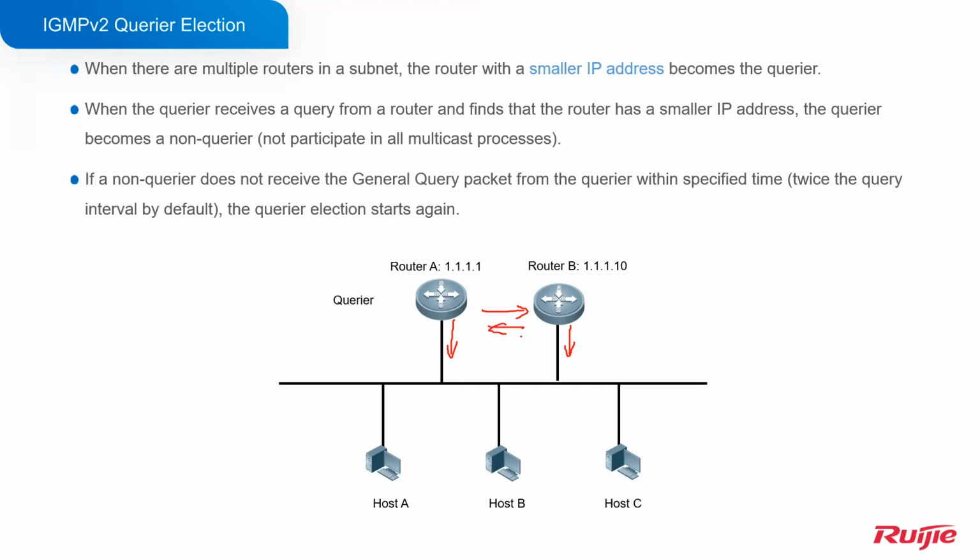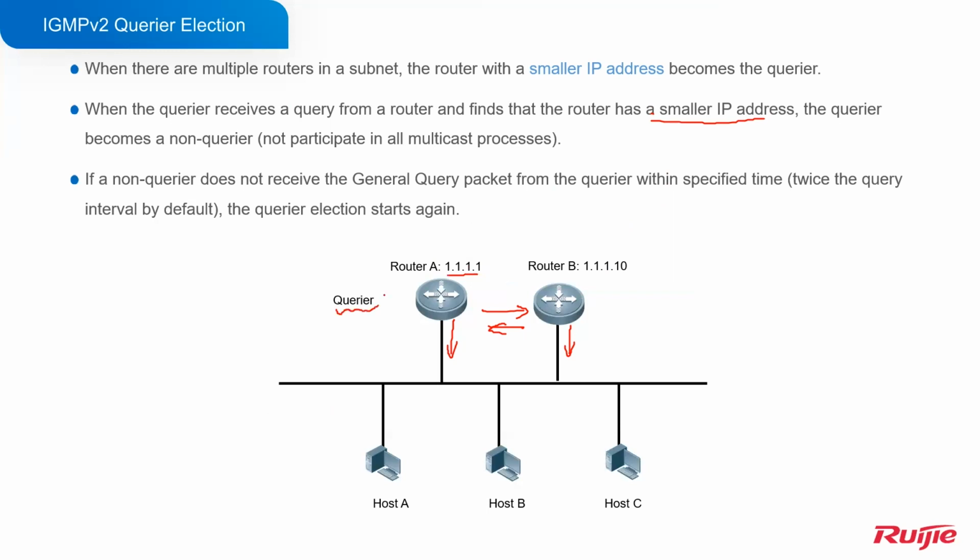After receiving the general query message from each other, router A and router B will both find out that there is another router in this subnet. So they will do the election based on the source IP address of this query message. After comparing the IP addresses, since we prefer the router with a smaller IP address, and router A has a smaller IP, router A is the querier.